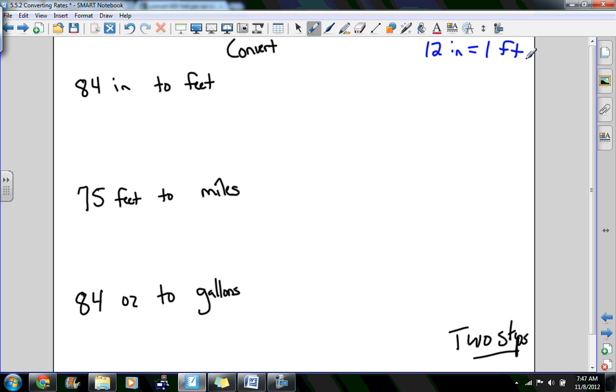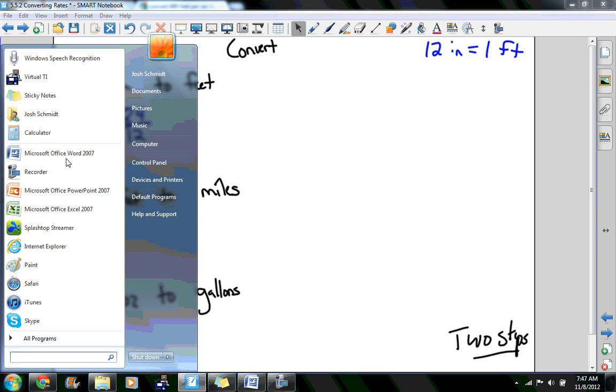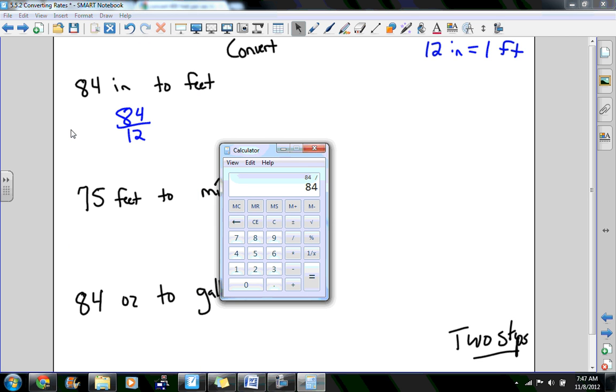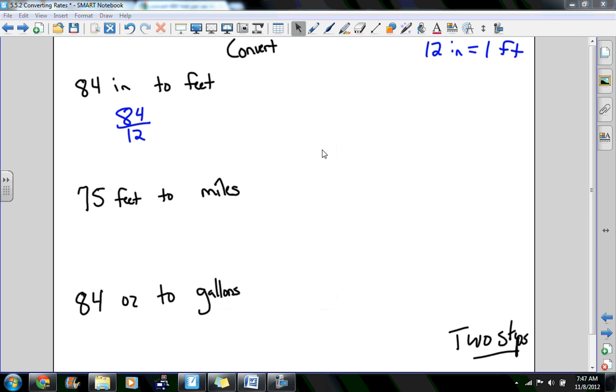And so the question becomes, are inches bigger than feet, or are feet bigger than inches? Well, we know that feet are bigger than inches, so this number needs to get smaller because there should be fewer feet than there are inches. So we take our 84 inches and we divide by 12. Oops. 84 divided by 12 gives us 7 feet. Okay.